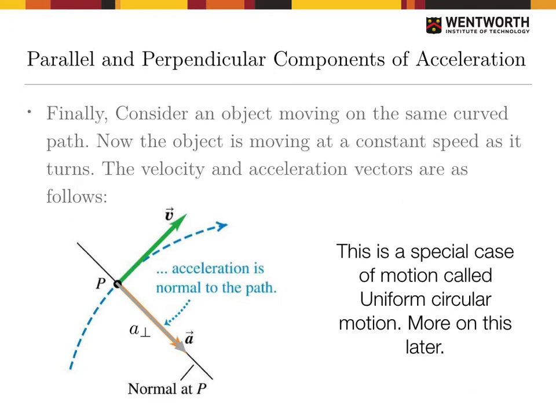This is a special type of motion called uniform circular motion. This occurs when an object is moving on a circular path at a constant speed. Note that even though the object is moving at a constant speed, it is still accelerating by virtue of the velocity vector turning as the object moves around the circular path.